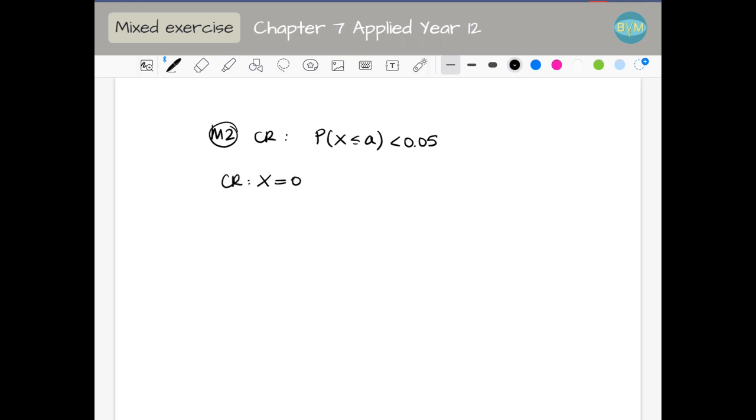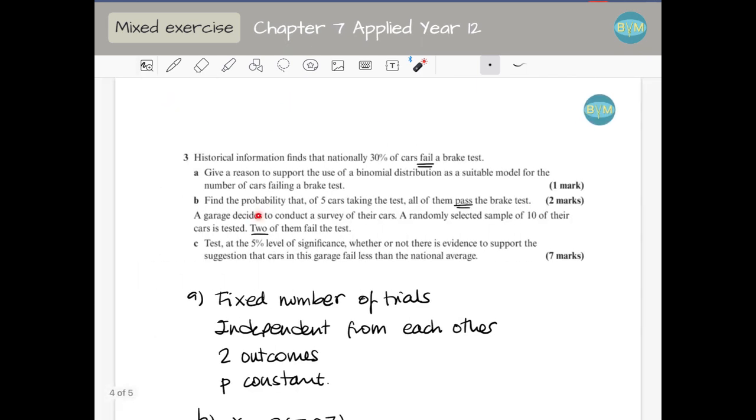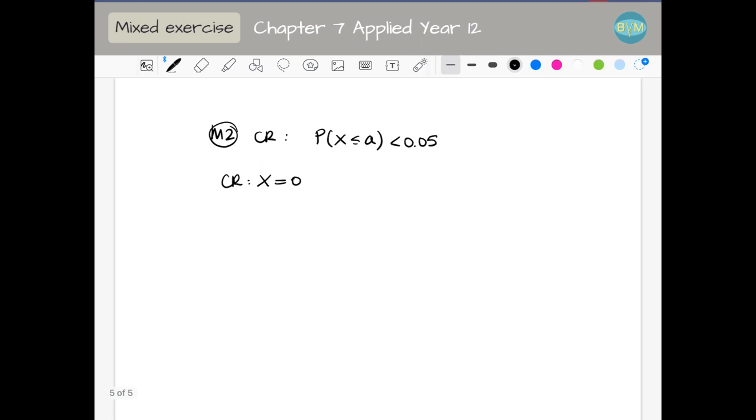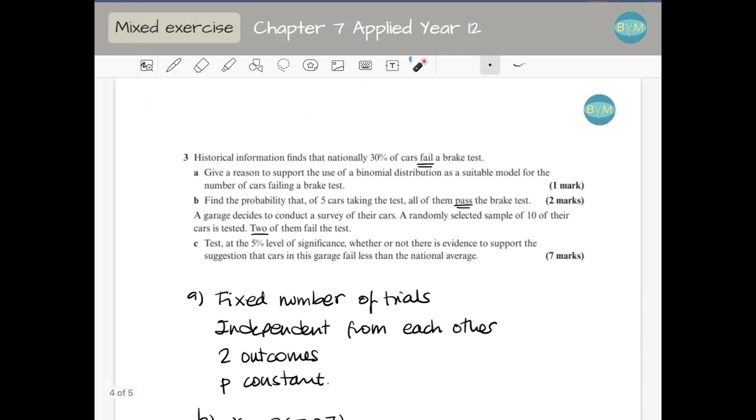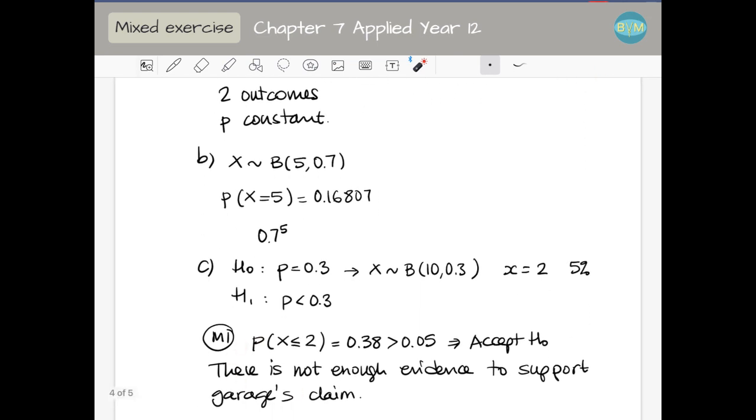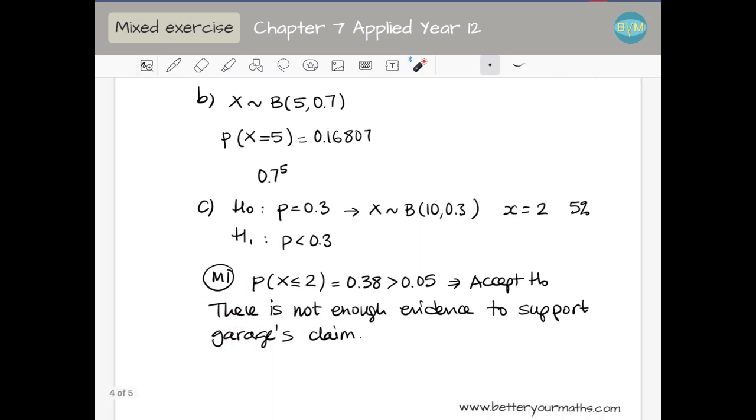So if we want to say that the probability of failing is less in this garage, we will have to have 0 cars failing the test. And we have 2. 2 of them failed the test. So 2 is not in the critical region, therefore we have to accept H0, which is the same conclusion that we found with the other method, and we should write this sentence the same way.